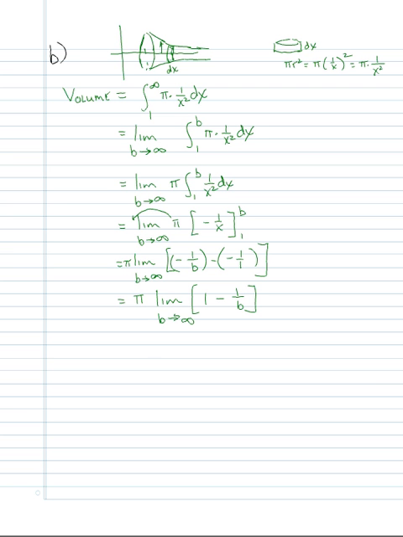Well, now this is simple to calculate. Here's our pi factor in front, and the limit of 1 minus 1 over b as b goes to infinity is 1 minus 0, isn't it? So the limit here is pi times 1, or pi. So the volume of Gabriel's horn is pi. So the volume of this solid created by revolving an unbounded infinite area about the x-axis gives us a finite volume. That's just amazing, isn't it?